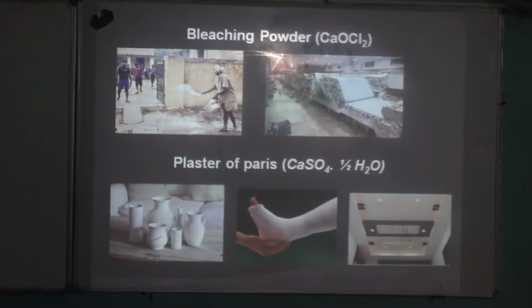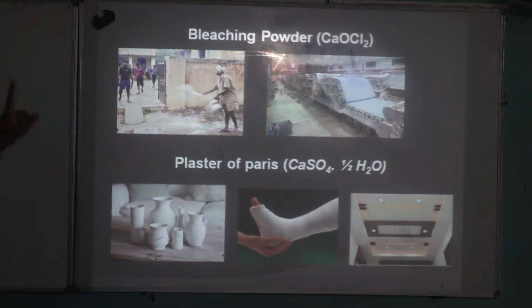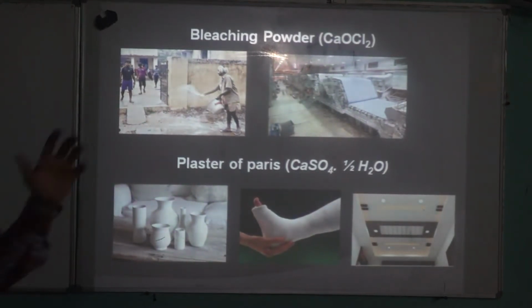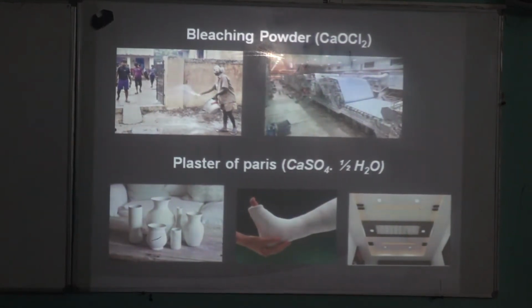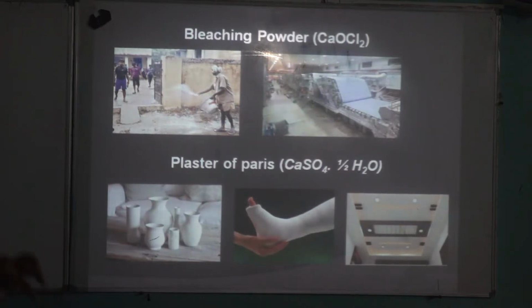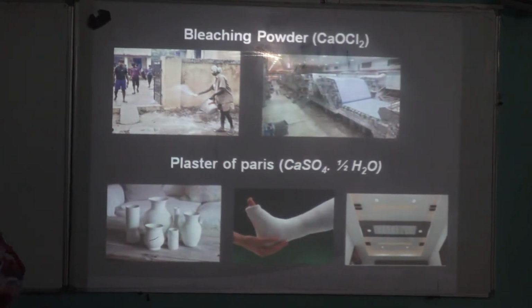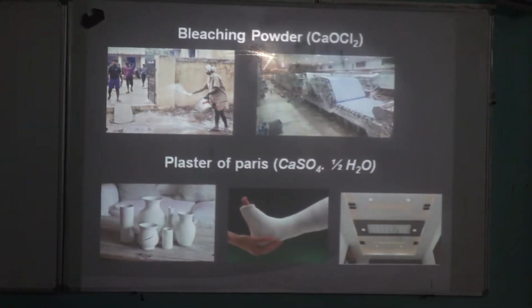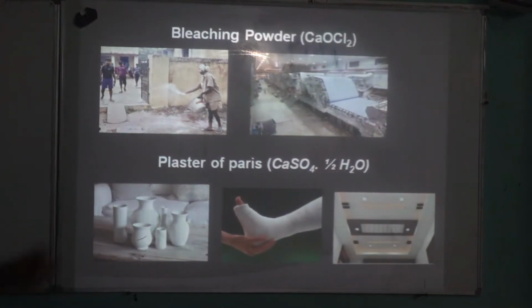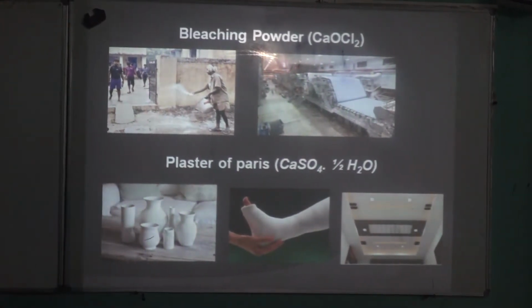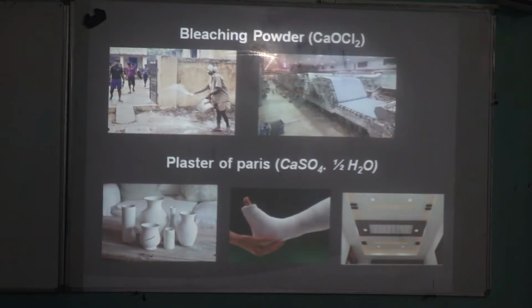And another important thing is uses of bleaching powder, plaster of Paris, washing soda, and baking soda. These are the most important topics, points you have to focus on in this lesson. Most easiest lesson, you can understand very well. Once you go through the textbook, you can be well versed with this chapter.